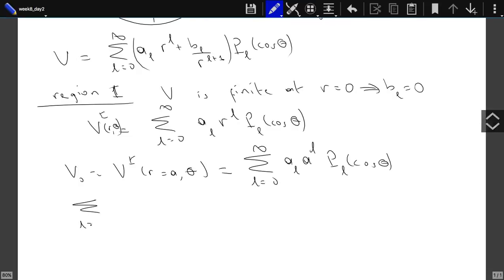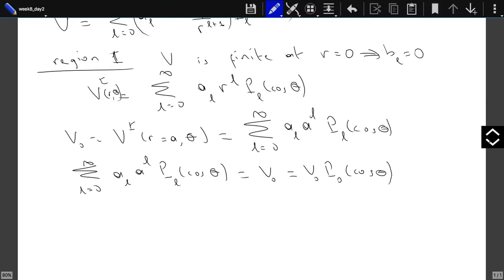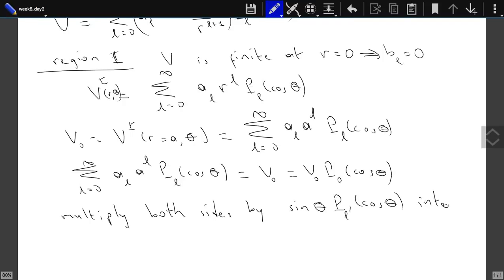So we have this sum, which should be equal to V0, which we can also write as V0 times P0 of cosine theta, because P0 of cosine theta is just 1. Now, whenever you see such an expression where you have functions that are orthogonal to each other, you can use the orthogonality: multiply both sides by sine theta, PL prime of cosine theta, and integrate over theta from 0 to pi.